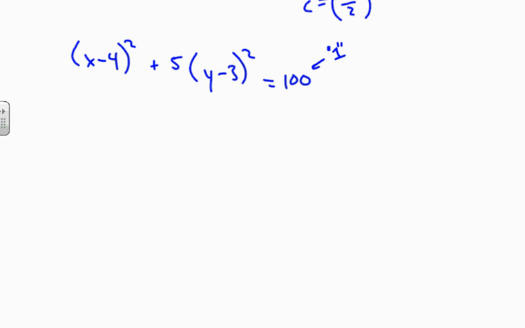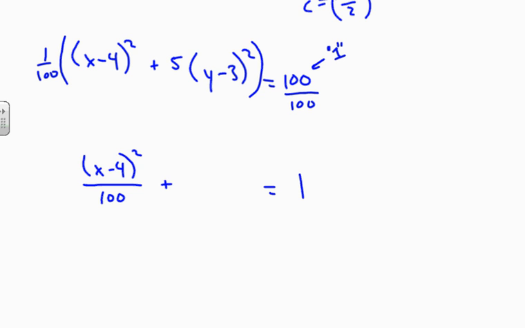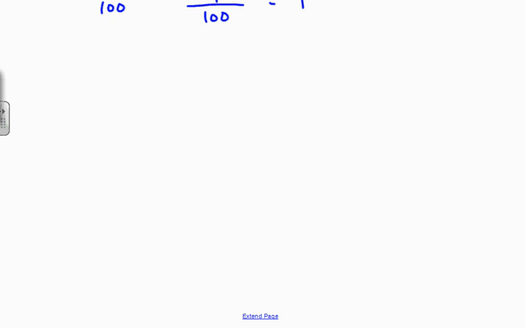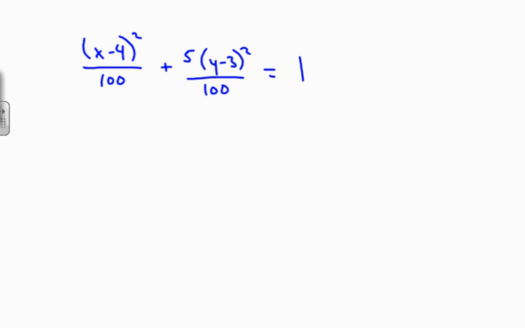So we're going to divide everything by 100, both sides by 100. We'll multiply this whole thing by 1 over 100. This side will then equal 1. We then have (x − 4) squared over 100, plus 5 over 100 times (y − 3) squared, which can be simplified to 1 over 20. So we have (y − 3) squared over 20, and now we're ready to move forward.